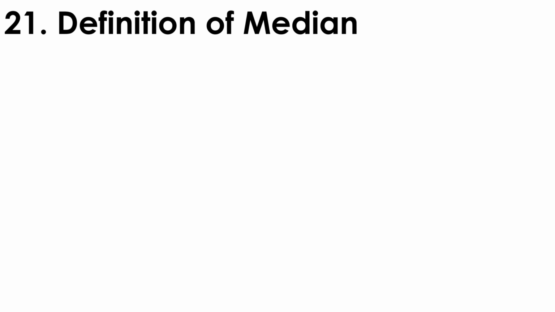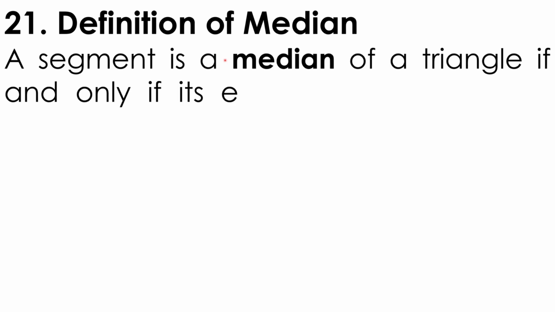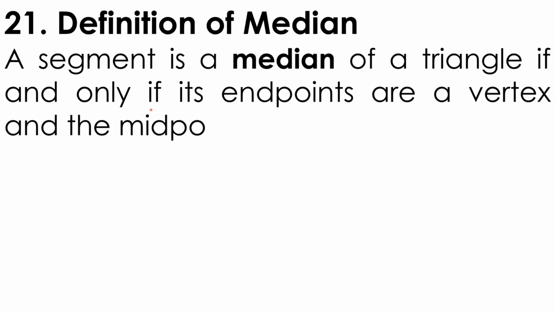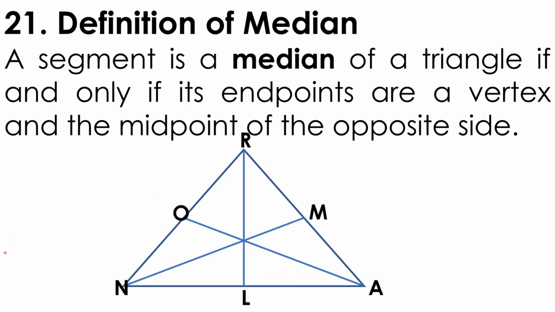Now let's proceed to the 21st definition, which is the definition of a median. A segment is a median of a triangle if and only if its endpoints are a vertex and the midpoint of the opposite side. So I have here triangle NRA. Every triangle has also three medians. A median except its endpoints is always in the triangle's interior, unlike an altitude that can be drawn from the exterior of the triangle.